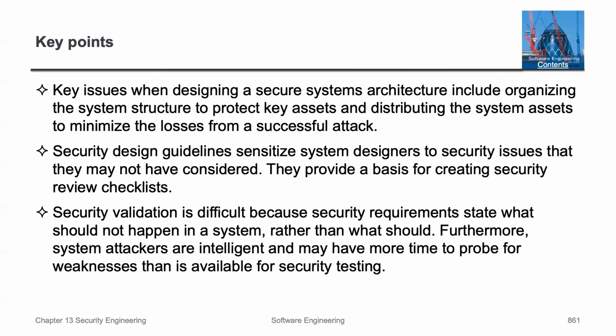Key issues when designing a secure system architecture include organizing a system structure to protect key assets and distributing the system assets to minimize the loss from such an attack. Security design guidelines sensitize system designers to security issues that may not have been considered. They provide a basis for creating security review checklists. And then finally, security validation is difficult because security requirements state what should not happen in a system rather than what should. Furthermore, system attackers are intelligent and may have more time to probe for weaknesses than is available for security testing.